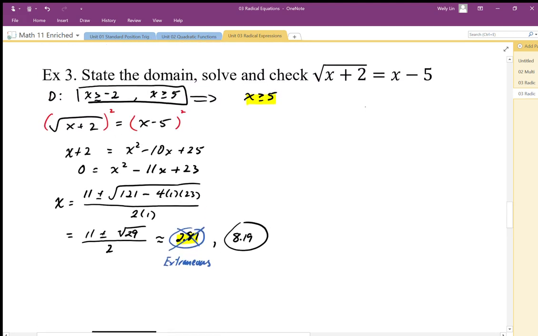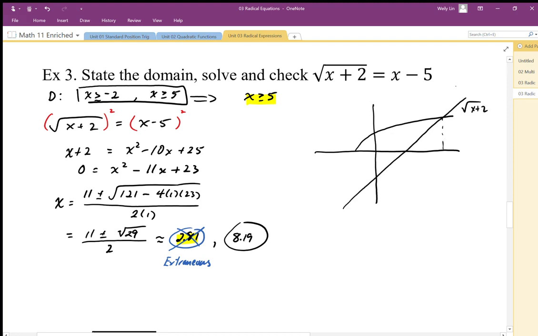And maybe we should just quickly look at what that graph would have looked like, just so that we have a graphing perspective as well. So that's going to be my square root of x plus 2. Okay, and this is going to be my y equals x minus 5. Okay, so there's my 8.19 solution right there. That's the one that we wanted. The extraneous one was the one that showed up, which was 2.81, and that's going to be this one here. Okay, it's going to be that one that showed up there. That's our extraneous solution.